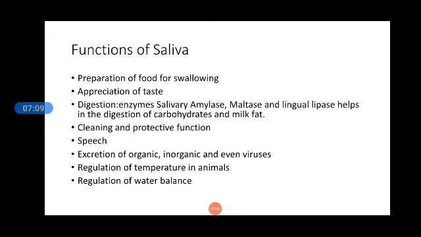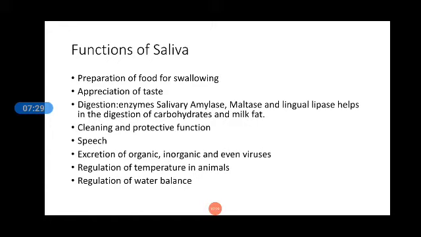Okay, the second function is appreciation of taste. We know taste is a chemical sensation. So by its solvent action, the saliva dissolves the solid food substances so that the dissolved substances can stimulate the taste buds. Okay, next, the third function is the digestive function.